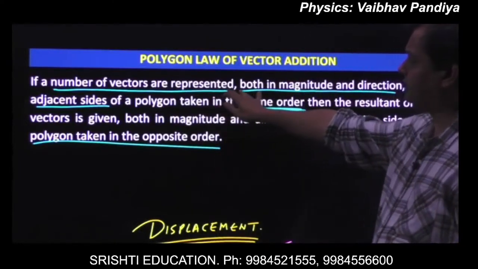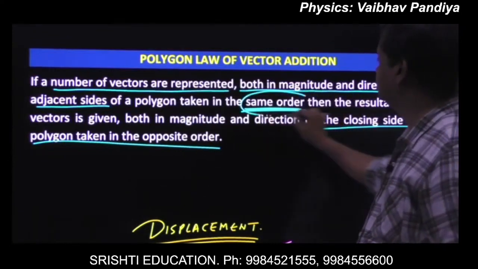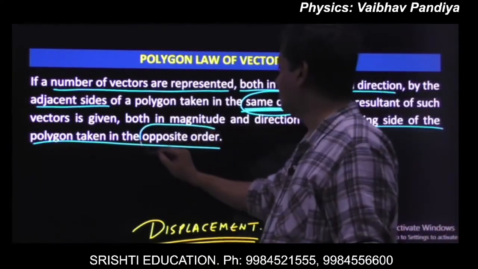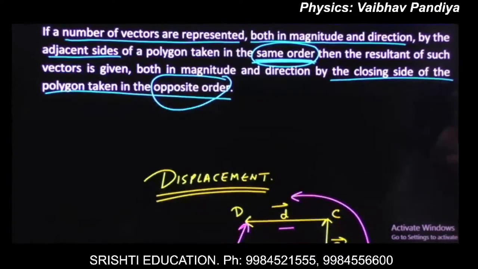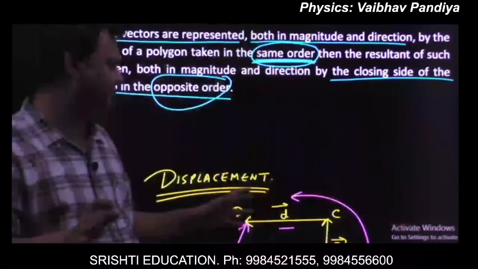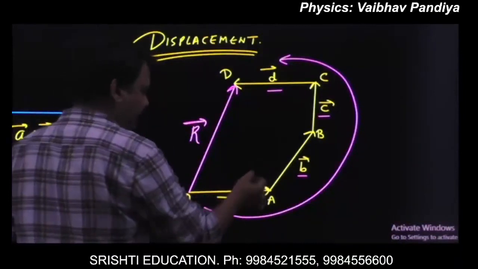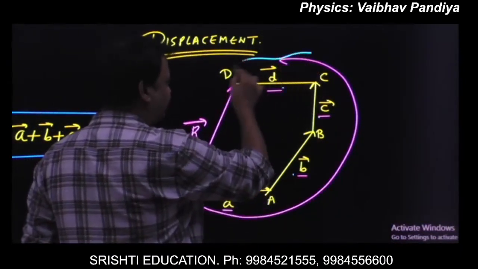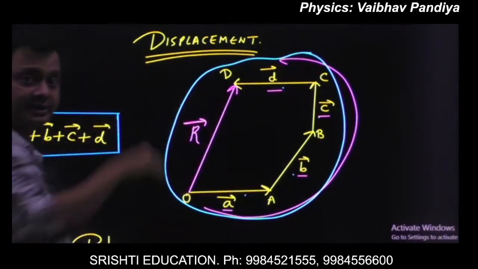So when a number of vectors are represented by the adjacent sides of the polygon taken in the same order, the resultant will be given by the closing side of the polygon taken in the opposite order. Got it? And by Polygon law, you can add any number of vectors. 2, 3, 4, 5, 6, any number of vectors. Now see, when you are adding 4 vectors, how many sided polygon is needed? 5-sided polygon is needed, because one side is reserved for the resultant.